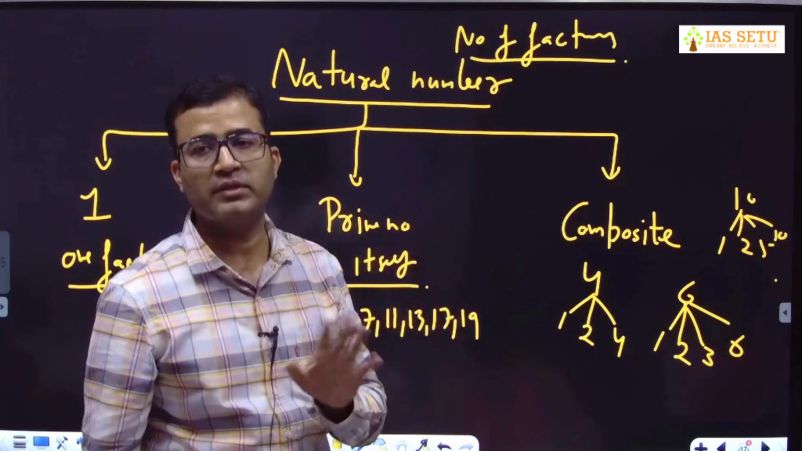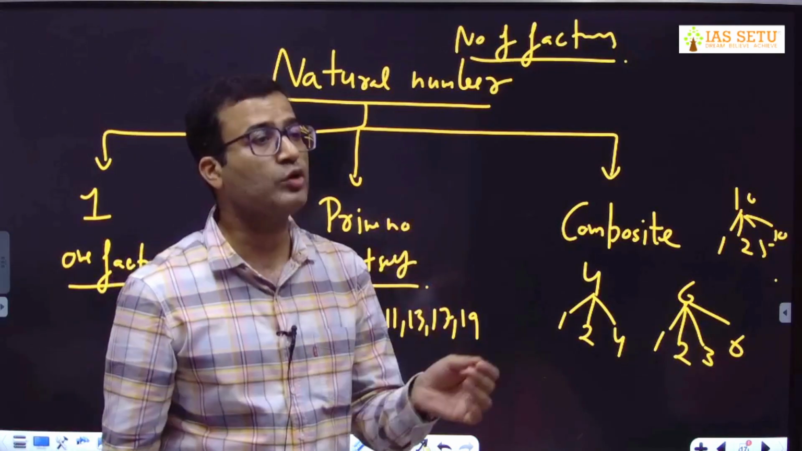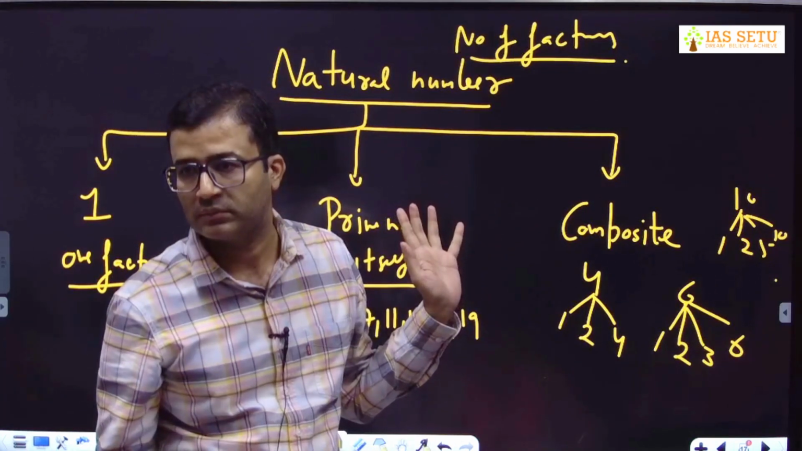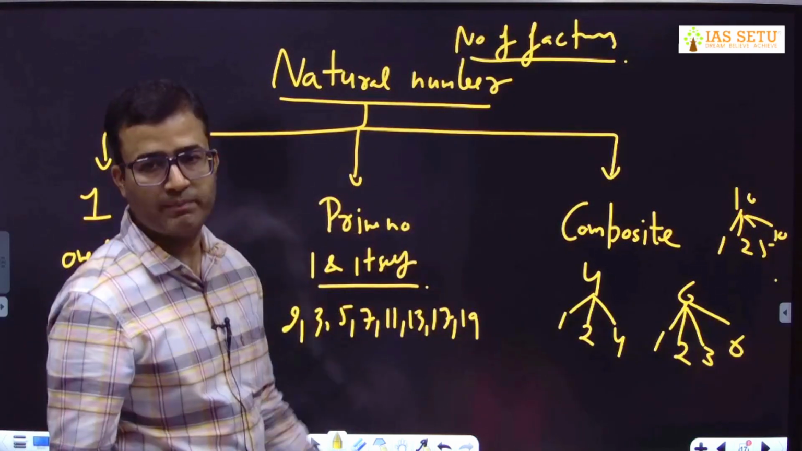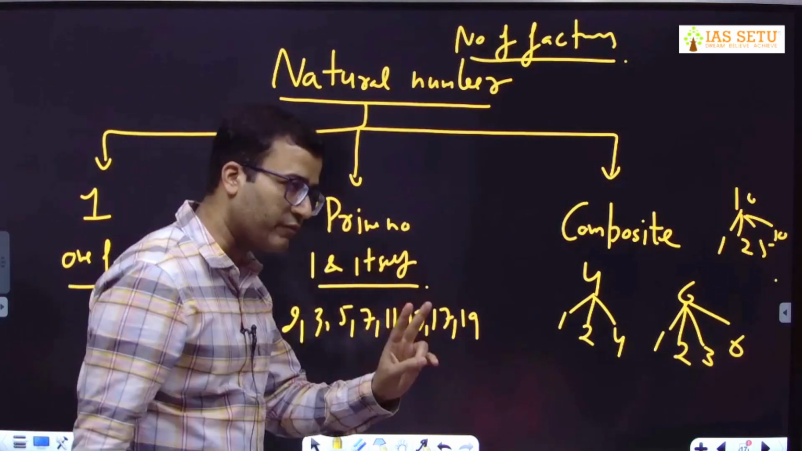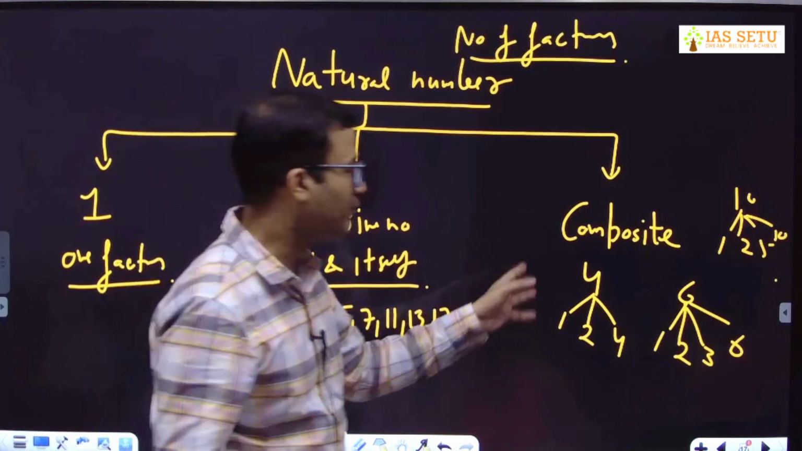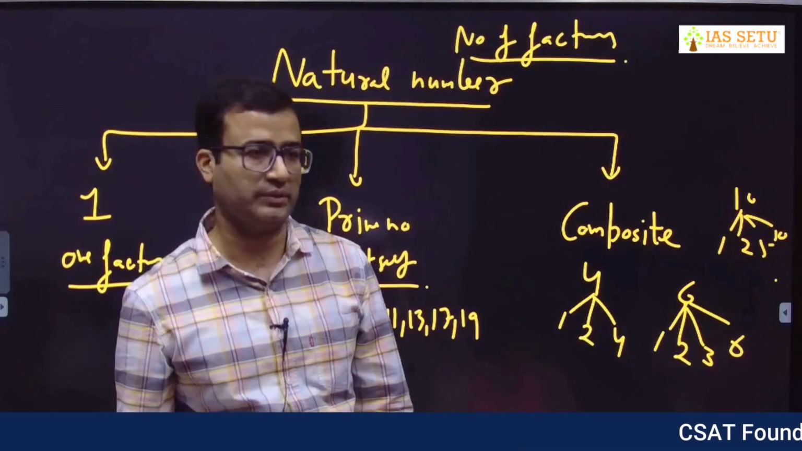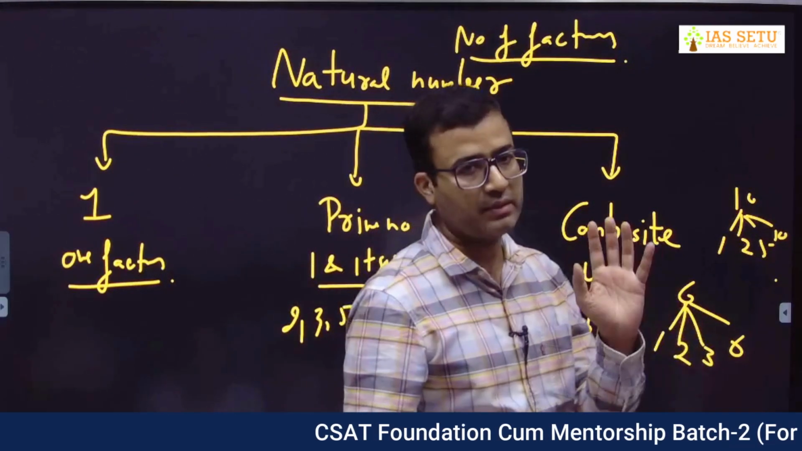Don't say composite numbers are those which are not prime. So 1 फिर तो composite हो जाएगा. No. Composite numbers are those natural numbers which have more than two factors. We have three categories. 1, prime number, composite number. 1 has one factor, prime numbers have two factors. The natural numbers which have more than two factors, we start calling composite. तो हमने तीन कैटेगरी बनाई थी. 1 को अलग रखा, प्राइम नंबर, कंपोजिट.